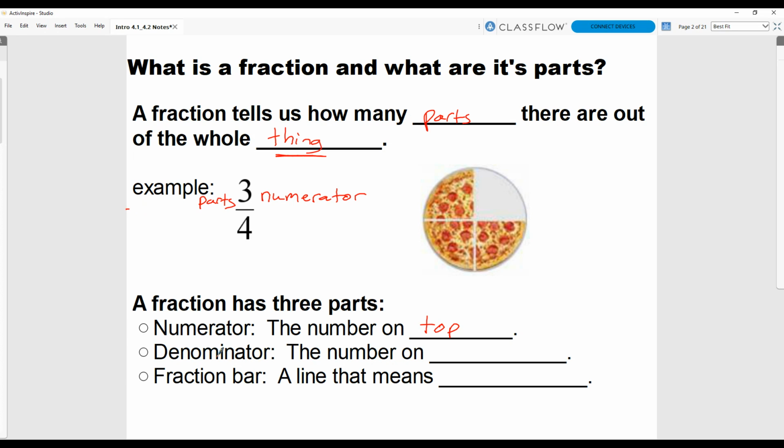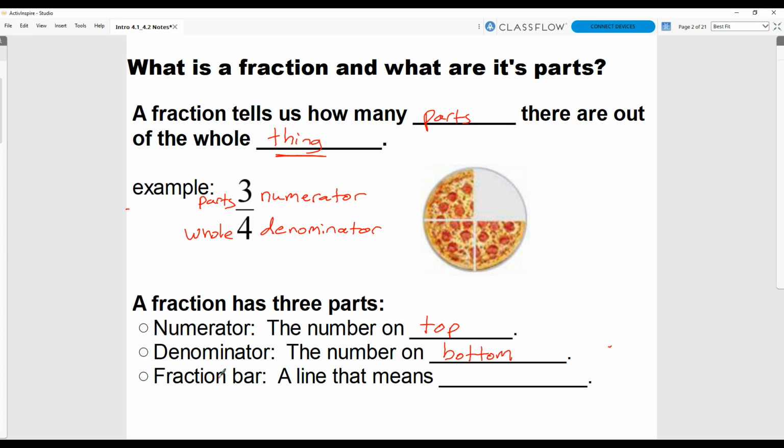Then the denominator of a fraction is simply the number on the bottom of our fraction. This 4 is our denominator, and it tells us how many make up the whole entire thing. Again, like I said in the beginning, this might be stuff you already know and don't need. We're just reviewing everything with fractions as we start this unit.